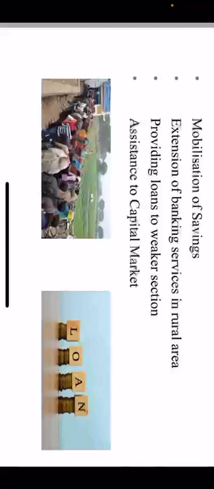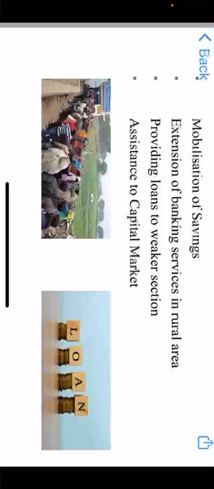Next we have providing loans to the weaker section. When we are saying weaker section, here we are talking about small artisans or agricultural laborers, or it could be landless agricultural laborers, poor class people. They get these loans at cheaper rates. Like you must be knowing, farmers are given loans at cheaper rates, so that they can do their farming without much tension and hurdles.